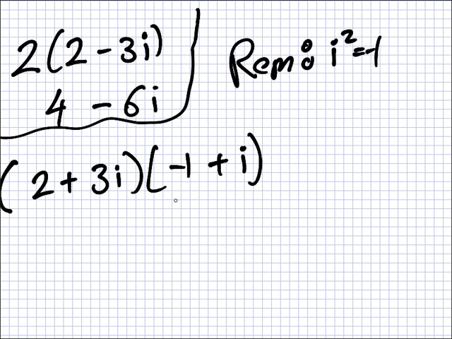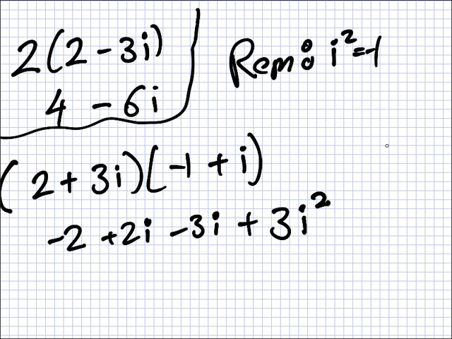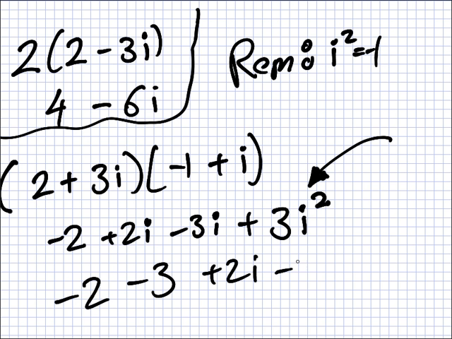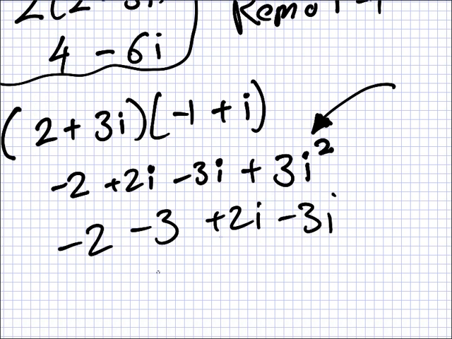You got that? You have some answers over there? You got your answer all added up and simplified? So you just have 2 numbers. So we multiply this out. 2 by minus 1 is minus 2. 2 by i is 2i. 3i by minus 1 is minus 3i. And then it finishes with a 3i squared. However, that is minus 3. So it's minus 2 minus 3 plus 2i minus 3i. So minus 5 minus i.